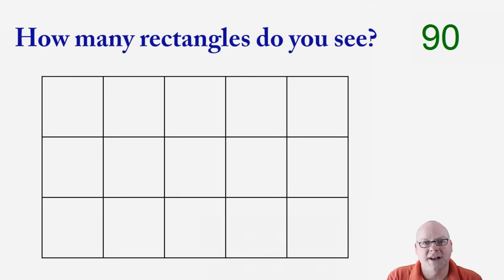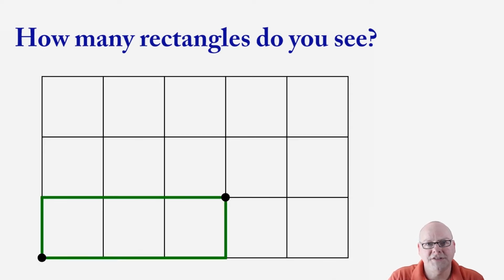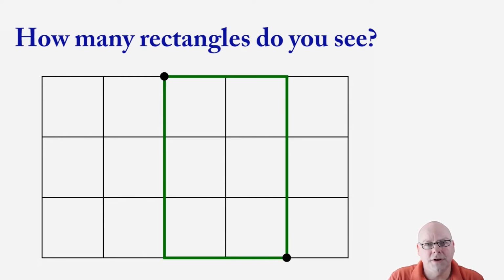Let me show you the process I use to determine the right number every time. Let's pick 2 random points from this grid. And notice that those 2 points are opposite corners of a rectangle. That's one of the rectangles we need to count. Here's another pair of points and the rectangle they create.